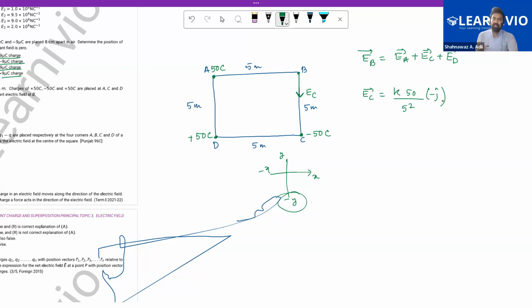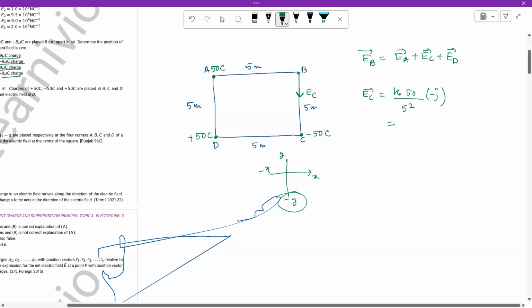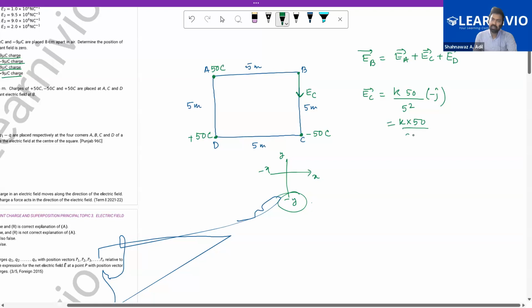So what is this direction in vector form? Y is not a direction. What is the direction that we talked about in vector classes? Minus j hat. Right, because any vector would be magnitude times direction. Magnitude we calculated, direction is minus j. Let's keep this k because this would be common. So this is k, 50 and 25, so this is 2, and minus j. So this would be minus 2k j. This is easy.